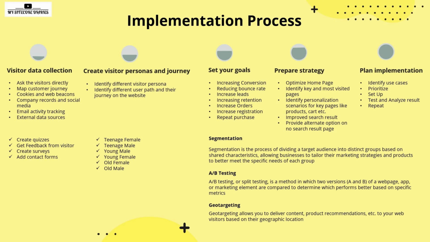Geo-targeting, that is very important. Most of the time people use it. Geo-targeting allows you to deliver content, product recommendations, etc. to your web visitor based on their geographic location. So based on your geographic location, you can target the audience and display more relevant content to that audience. Like some products are used only in India, so for Indian users only, you will show that content. That kind of thing is called geo-targeting. So this is the overall implementation process, and I have tried to explain a few taxonomies in this slide.